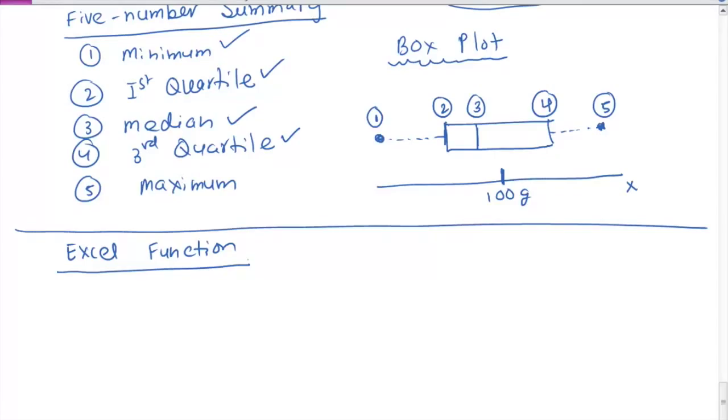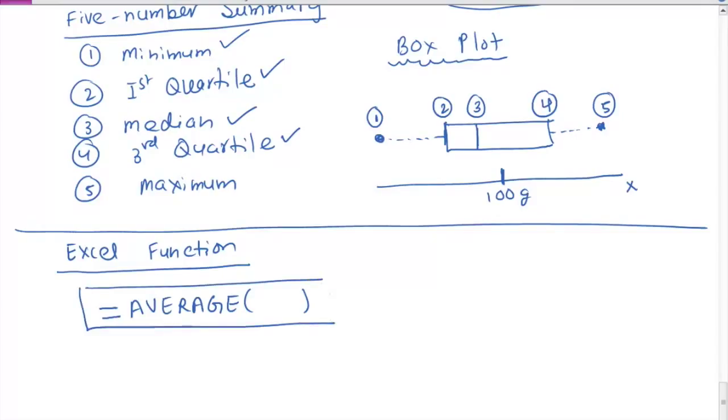So obviously when you have thousands of data points, calculating average using a calculator is going to be very, very tedious. So a better way is to use Excel functions. Whenever you want to use an Excel function, always start with the equal sign. And to calculate average, simply type average, and then within the brackets you have to refer to the data. So I'm going to show you how to do that. Similarly, if you want the median, type equals median and then refer to the data.